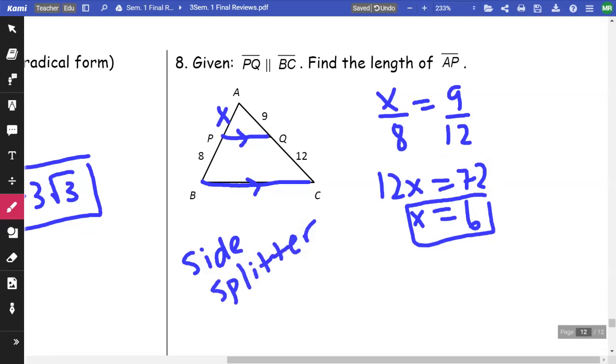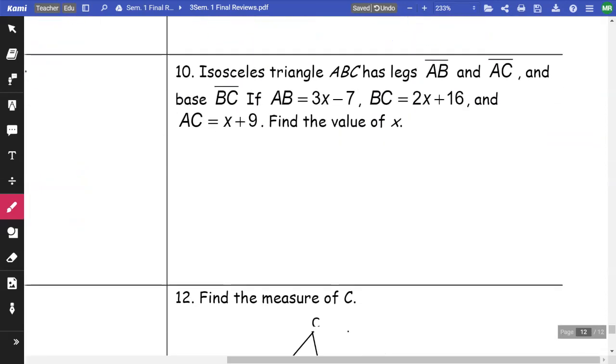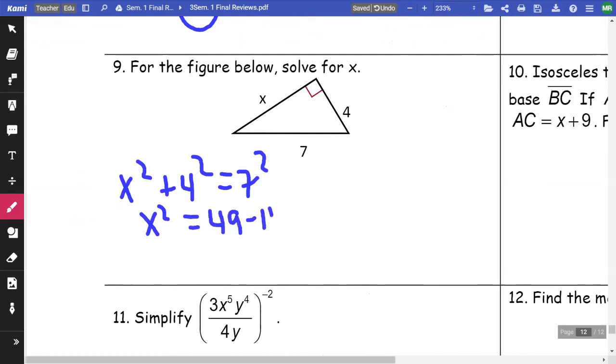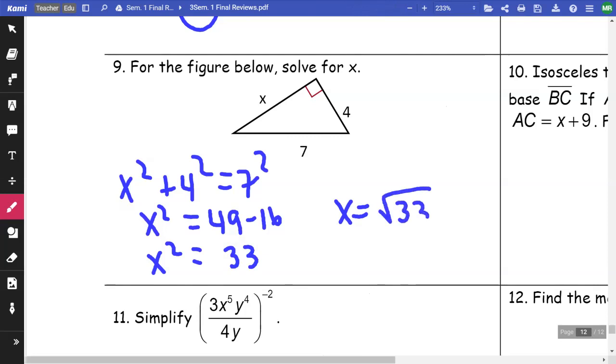Number 9. I can use Pythagorean theorem. So I'm going to go x squared plus 4 squared equals 7 squared. So x squared is equal to basically 49 minus 16. So x squared is going to equal 33. So x is equal to the square root of 33. And 3 and 11 are the only numbers that go into it, and they're not squares, so it's simplified.